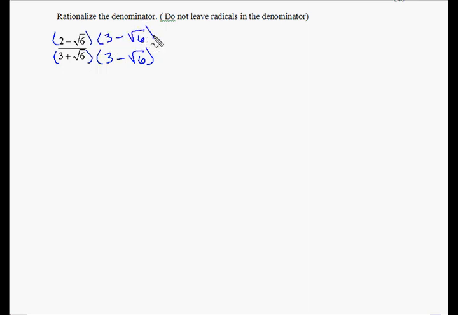So we get lots of practice on multiplying out using the distributive property. 2 times 3 is 6, and 2 times negative the square root of 6 is negative 2 square roots of 6. Negative the square root of 6 times 3 is negative 3 square roots of 6. And negative square root of 6 times negative square root of 6 is positive square root of 36.